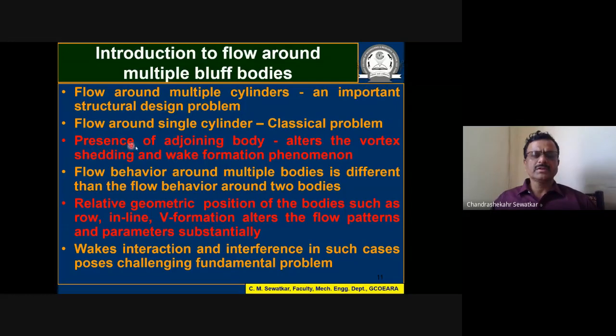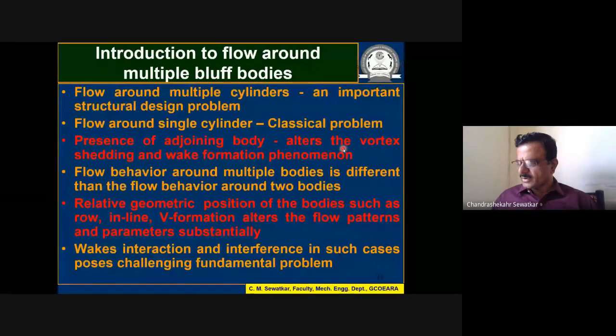But when there is an adjoining body present, it alters the vortex shedding and wake formation phenomena. This is what we are going to understand, how it alters. If there is another adjoining body, that adjoining body actually disturbs the vortex shedding phenomena. And how does it disturb? That we will try to understand. Flow behavior around multiple bodies is different from flow behavior around two bodies. When there are two bodies, there is ample amount of space for fluid to flow around.